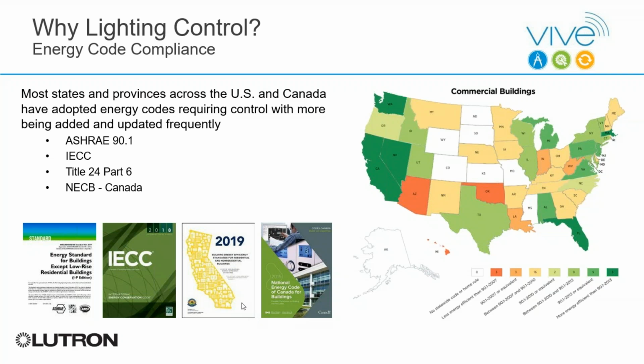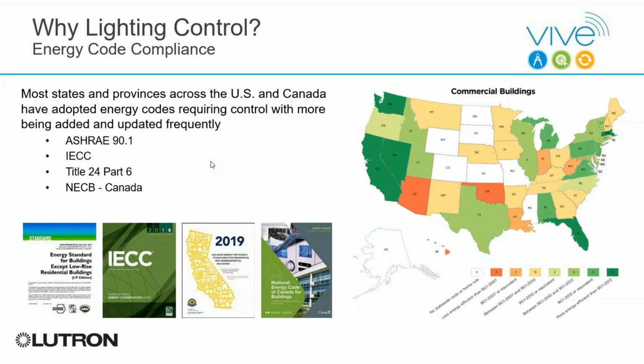The other reason for lighting controls in commercial buildings is that most of the time states are requiring some version of that. A lot of the states around the country have energy codes, and a lot of the provinces in Canada also have energy codes, and they basically require different levels of lighting control. Different states have different requirements, but they're updating on a pretty frequent basis, and a lot of them have been adopting codes over the last several years.